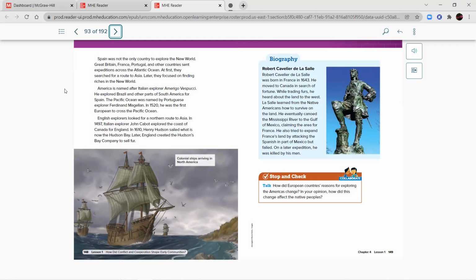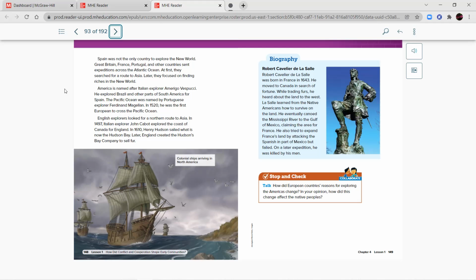Spain was not the only country to explore the New World. Great Britain, France, Portugal, and other countries sent expeditions across the Atlantic Ocean. At first, they searched for a route to Asia. Later, they focused on finding riches in the new land. America is named after the Italian explorer Amerigo Vespucci. He explored Brazil and other parts of South America for Spain.